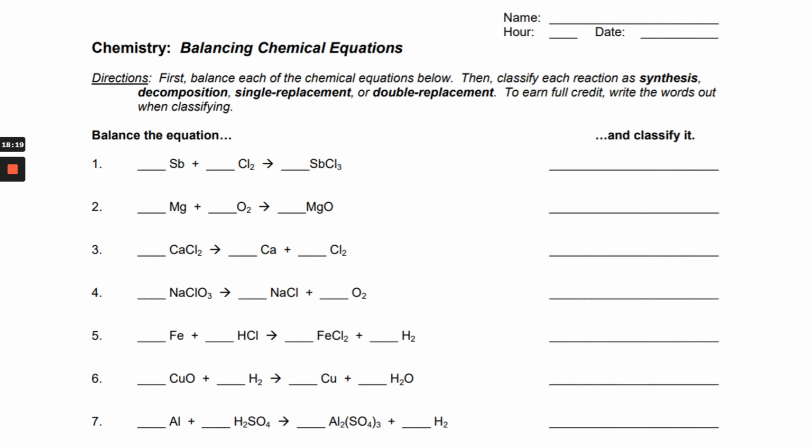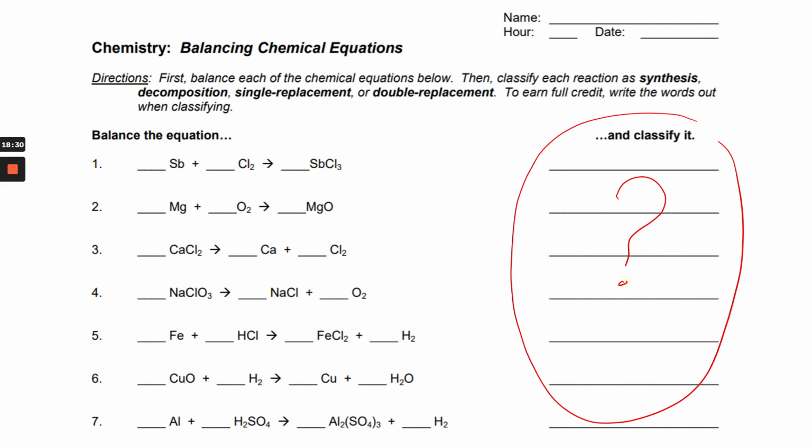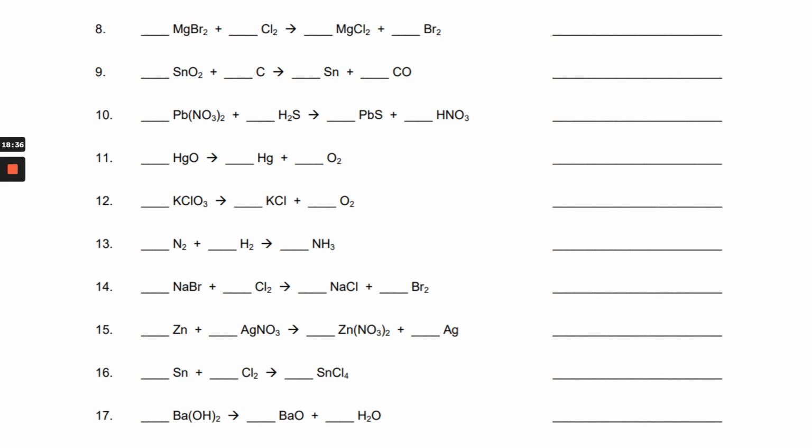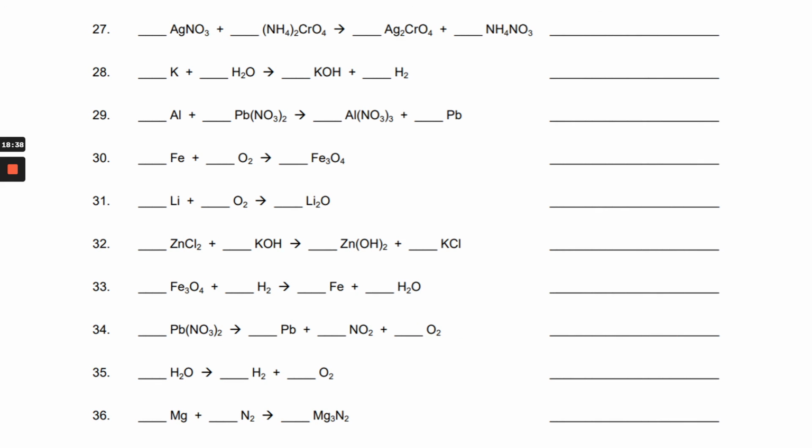All right, well, there's some problems. It's the balancing chemical equation sheet. Don't worry about classifying yet. This whole classifying, we're going to do this in the next video. So at this point, we're simply balancing equations. So you see there's a whole bunch of these for you to do, 36 of them, in fact. It really shouldn't take more than about 15 or 20 minutes to get all of those done.